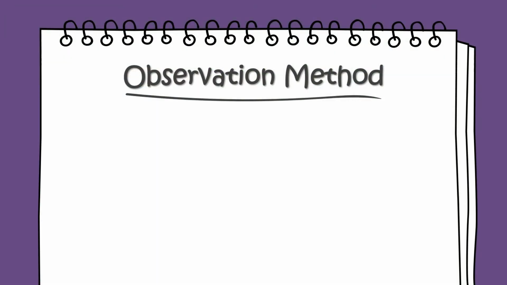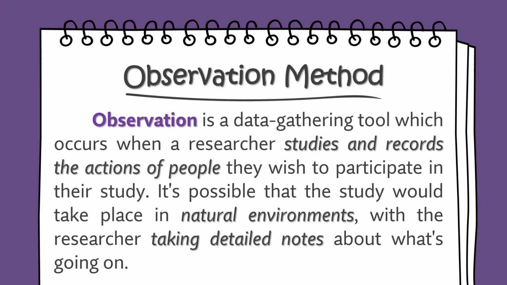In qualitative research, a number of data collection techniques are used, including observations, textual or visual analysis, individual or group interviews, and others. The qualitative approach has the advantage of providing richer knowledge and a deeper understanding of the phenomenon under investigation. The observation method is a data gathering tool which occurs when a researcher studies and records the actions of people they wish to participate in their study. It's possible that the study would take place in natural environments, with the researcher taking detailed notes about what's going on.